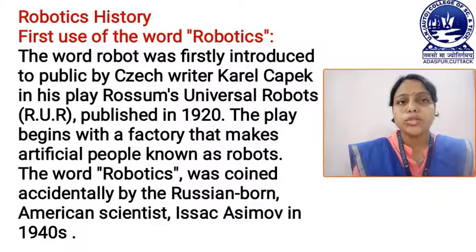Then next, robotics history. Here, first use of the word robotics. The word robot was first introduced to the public by the Czech writer Karel Capek in his play Rossum's Universal Robots, that is RUR, published in 1920. The play begins with a factory that makes artificial people known as robots, and the word robotics was coined accidentally by the Russian-born American scientist Isaac Asimov in the 1940s.